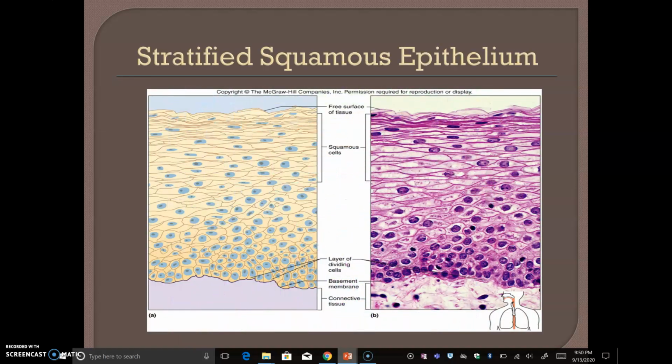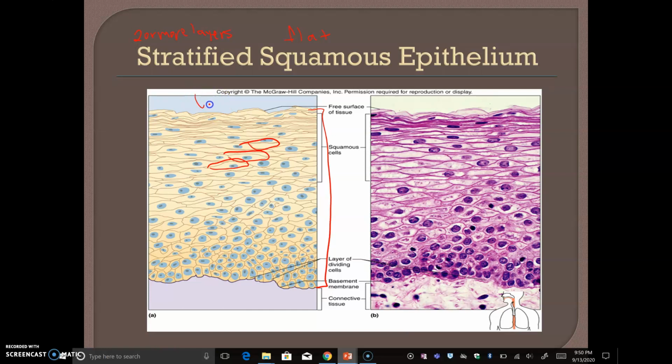So what we're going to talk about next is stratified. So this is 2 or more layers. And remember that squamous means a flat cell. So we can see how we have a ton of layers on here. And you can see how these cells are mostly flat here. So a good example where we're going to see stratified squamous epithelial tissue is our skin.